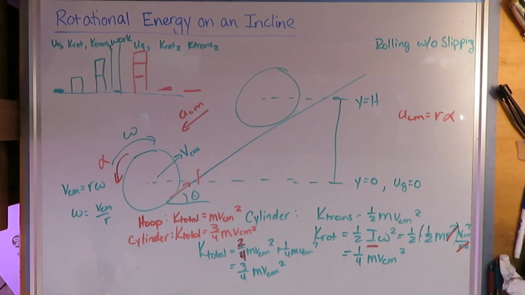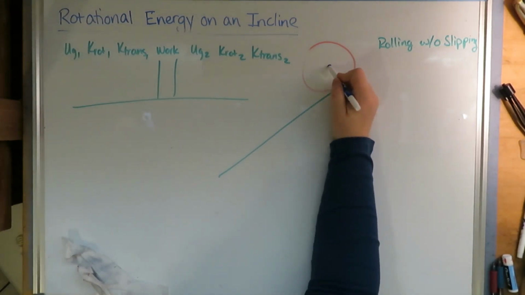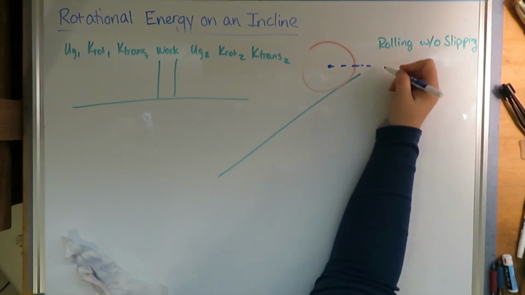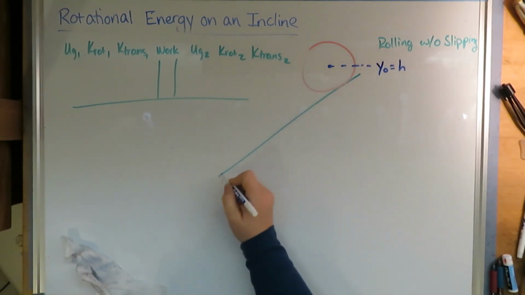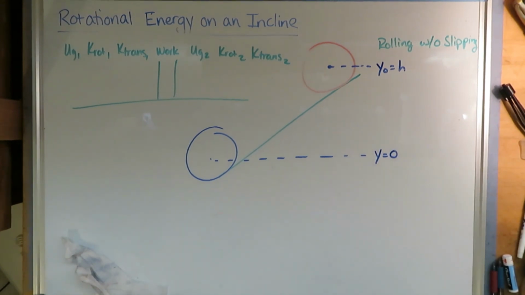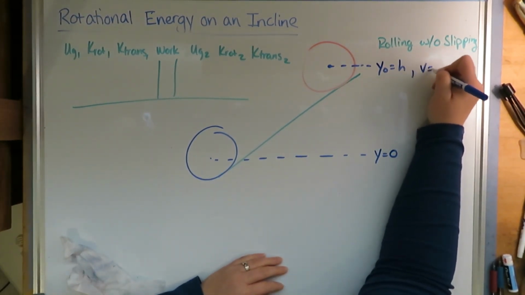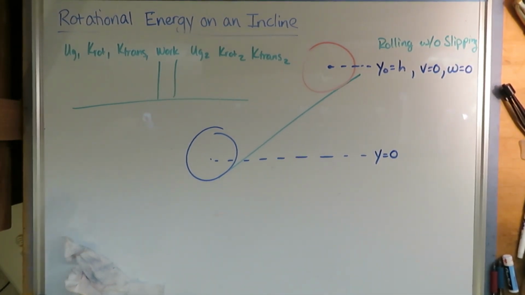Now let's look at what happens when you go down the ramp. If I'm looking at motion down the ramp, then I'm going to assume in this case that I'm going to start at some height. So I'm going to have y0 equal to some height here, and then this thing's going to roll down the ramp, and at some point in time, which we call y equals 0, we are going to be at the bottom. So we're going to start off with the linear speed equal to 0 and our angular speed equal to 0. So it's not rotating at all.